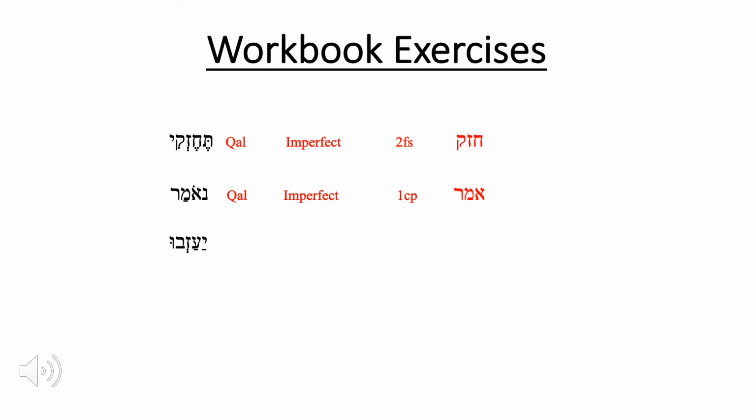We've already talked a little bit about this last verb, number 10, as it's very similar to number 3, the first one that we did in this set of exercises, except instead of segols, we have patachs. So go ahead and give that one a try.